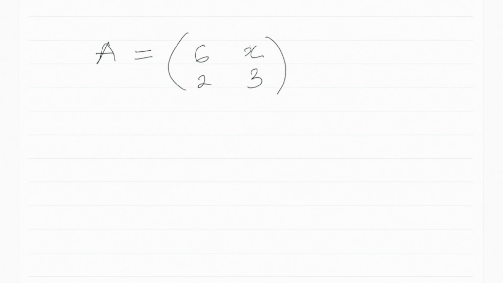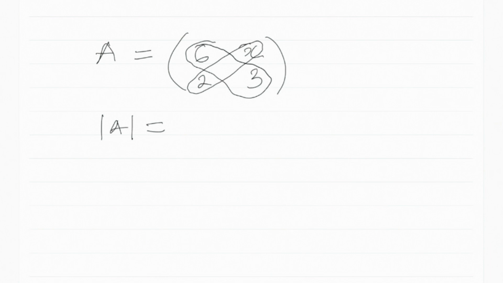So we want to find the value of x. The determinant of this matrix given is 36. So how do we find the determinant? We know that determinant is given by that. Then we have the major diagonal, and we are going to subtract the product of the minor diagonal. So the major diagonal is 6 by 3, then minus the minor diagonal, which is 2 times x.